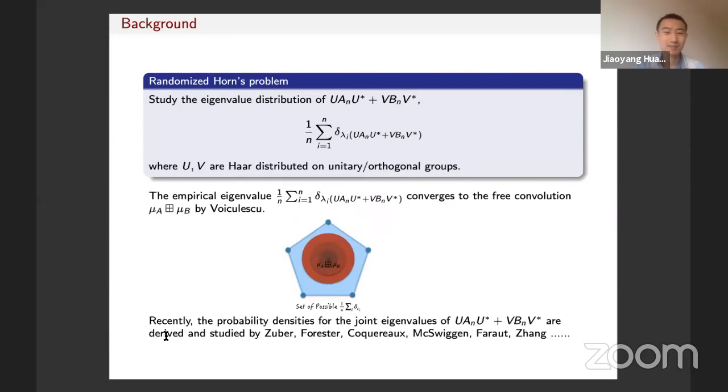And recently, the probability density of the joint eigenvalues of U An U star plus V Bn V star has been derived and studied by many people, especially Zuber, Forrester, and their collaborators. They have an explicit density for the eigenvalue distribution supported in this polytope. However, the expression is pretty complicated, so I will not show you the expression.